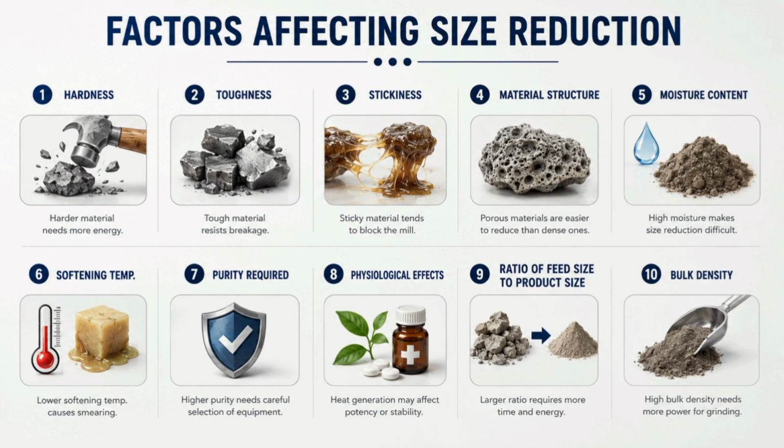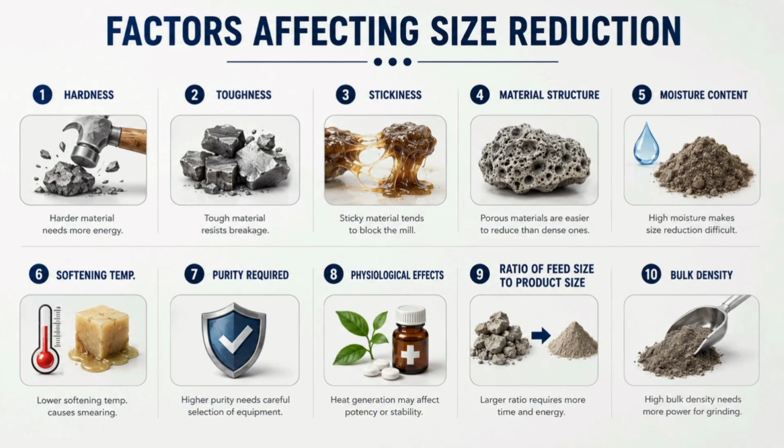Waxy substances such as stearic acid, or drugs containing oils or fats, become softened during the size reduction process. If heat is generated, this can be avoided by cooling the mill.